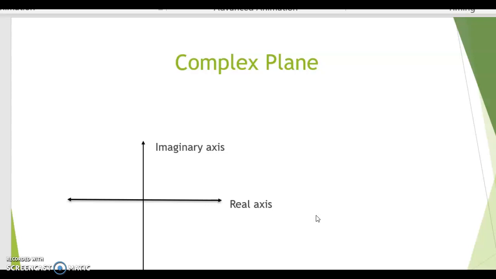Looking at the complex plane, the horizontal axis is referred to as our real axis, and your vertical axis is referred to as your imaginary axis. Another way of thinking about this is that what is commonly referred to as the x-axis becomes the real axis in the complex plane, and what is commonly referred to as the y-axis becomes your imaginary axis in the complex plane.